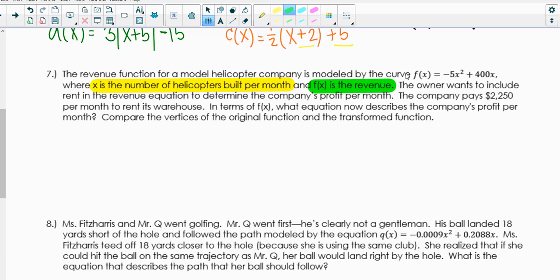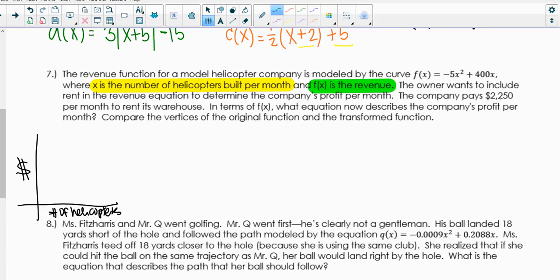All right, so here, if you think about it graphically, this is our number of helicopters. And this is our revenue per month. So revenue is how much money, right? Revenue equals profit minus cost. So it's how much money you're left over with.